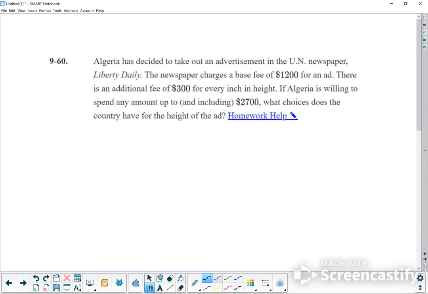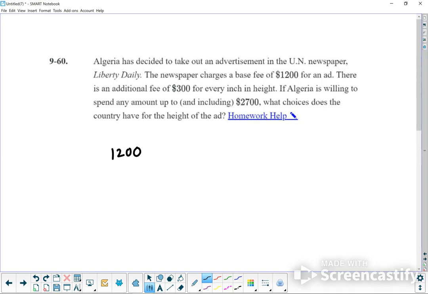Algeria has decided to take out an advertisement in the newspaper, Daily Liberty. The newspaper charges a base fee of $1,200 for the ad. I'm going to write that down. It's going to be $1,200 for the ad. That's base. That means that no matter what you do, if you want the ad, you're going to have to pay that much. That's a minimum amount.